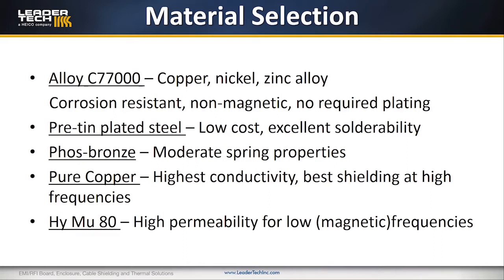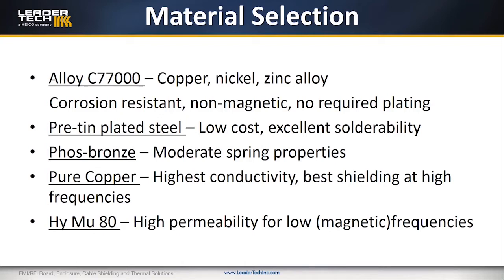So the alloy 770 is a copper nickel zinc alloy. It's what we use for corrosion resistant designs. It's non-magnetic and it doesn't require any plating. It's also what we use when we need to design a part that is welded from multiple pieces that have to be put together, so it welds very well. It also has excellent solderability.